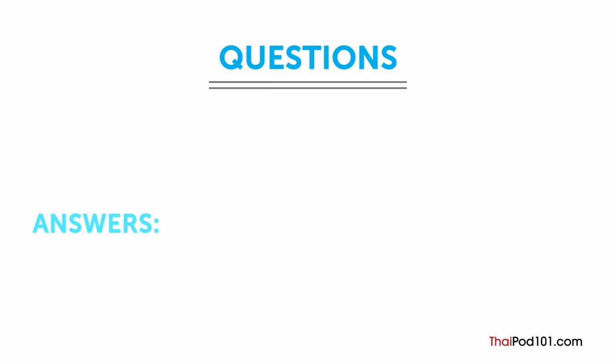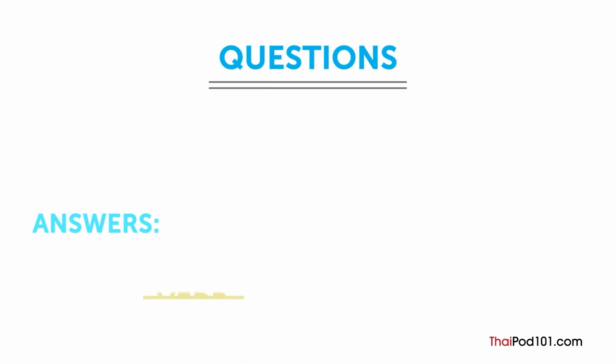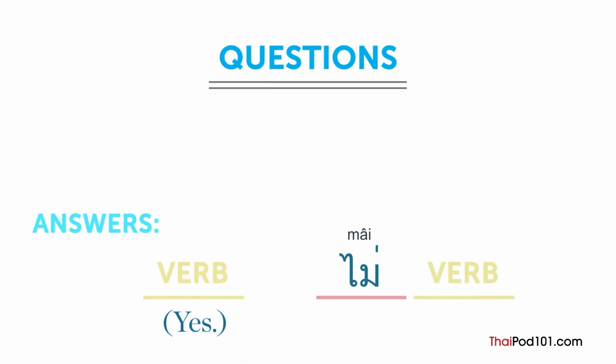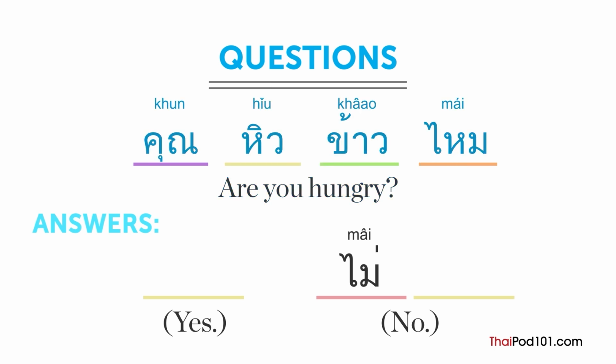When answering a question, Thai people typically don't use yes or no as in English. Instead, they repeat the main verb, either by itself or with ไม่ before it. For example, to answer the question, Are you hungry? คุณหิวข้าวไหม, we will say หิว, hungry, or ไม่หิว, not hungry, instead of saying yes or no.